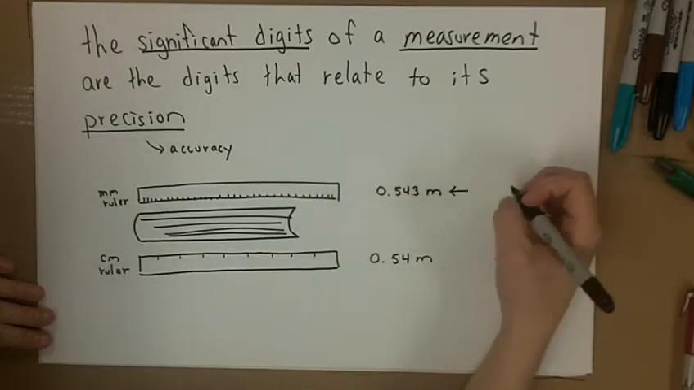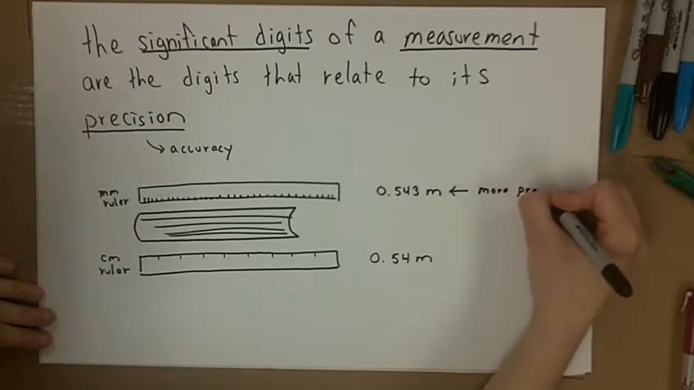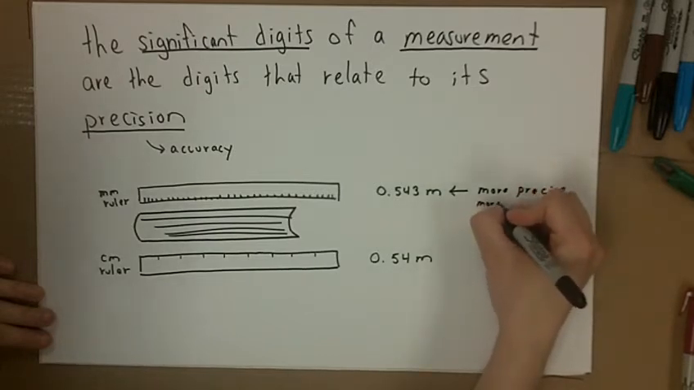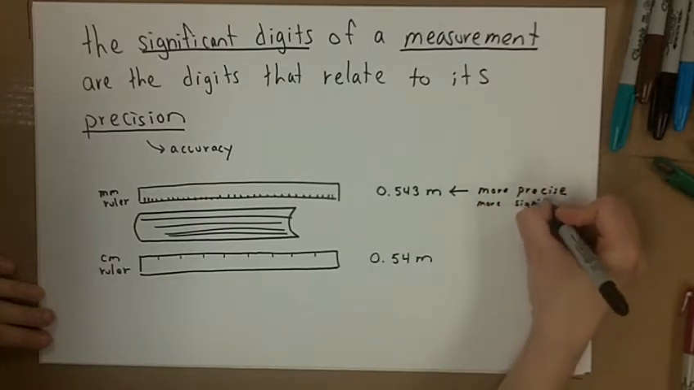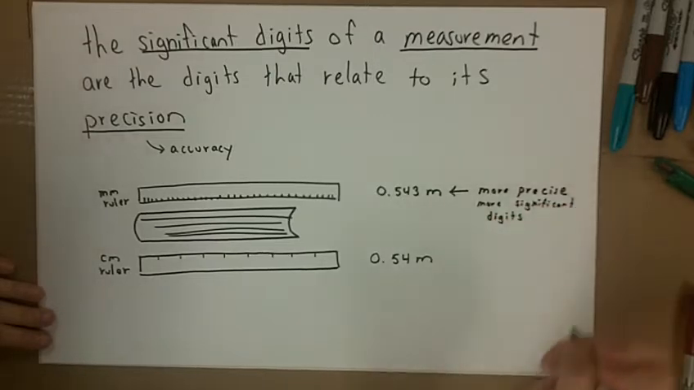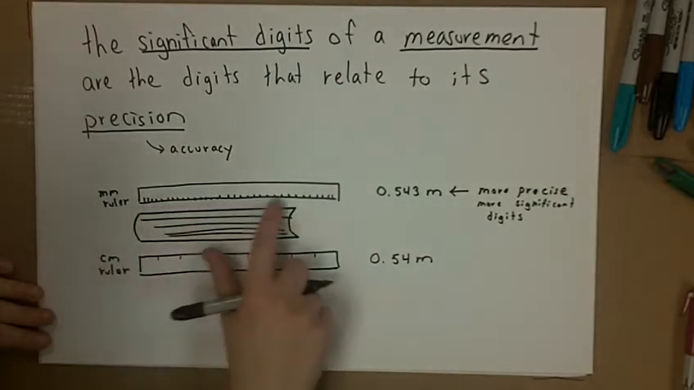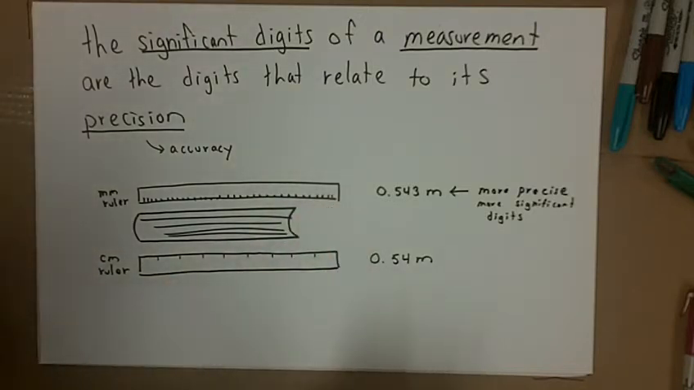This answer, 0.543, is more precise, and therefore it has more significant digits. Because the numbers that we measure in experiments lack perfect precision, because we'll never be able to make a ruler that goes as far as micrometers, for example, we use these numbers in our mathematical equations, and the significant digits that we have do affect our results.